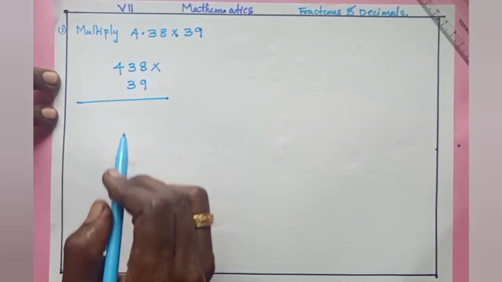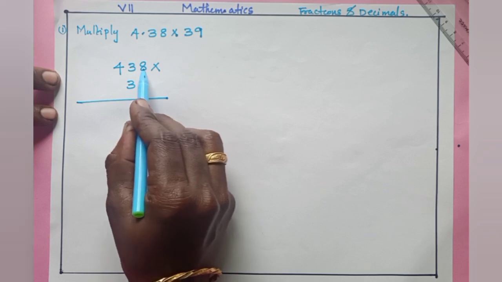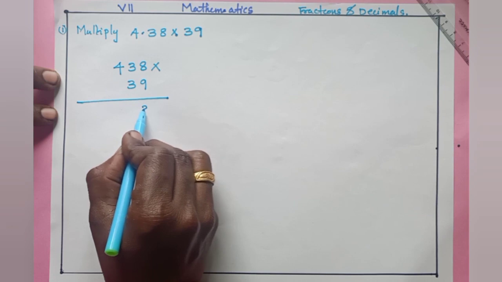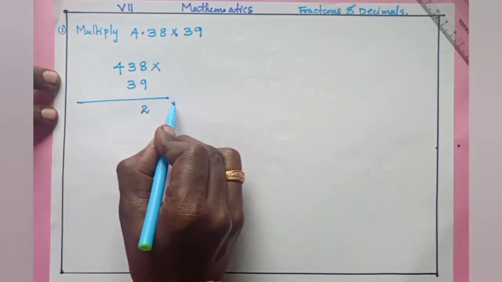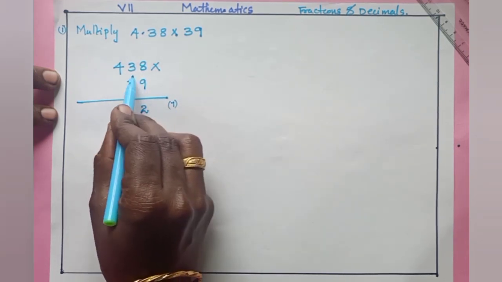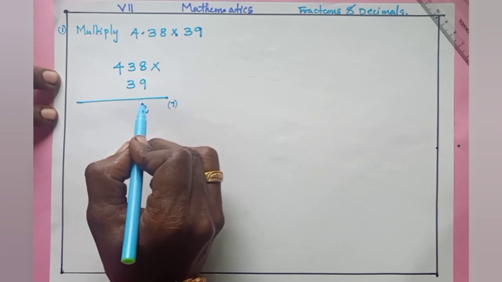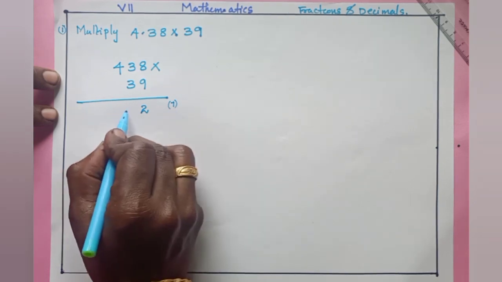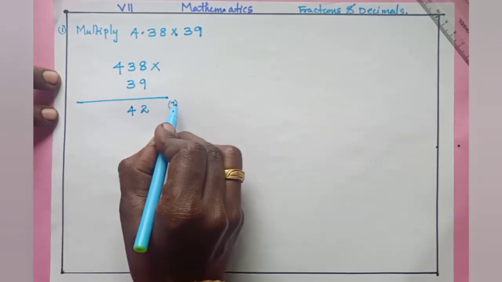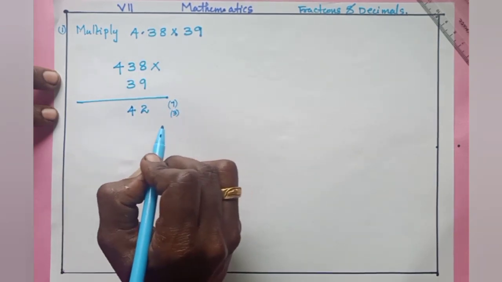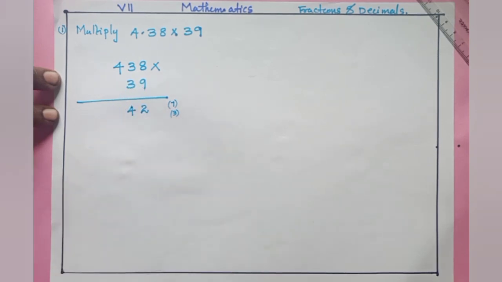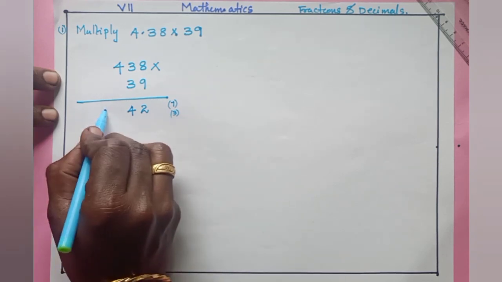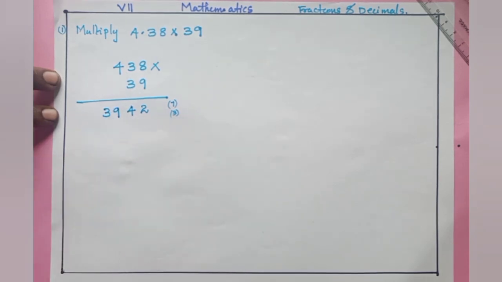Then multiply by 9 by 438. 9 into 8, 72, 7 balance. 9 into 3, 27 plus 7, yes, 34, 3 balance. Then 9 into 4, 36 plus 3, 39.